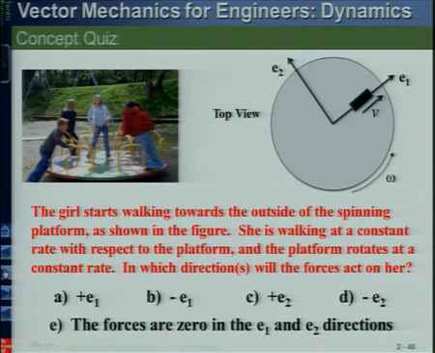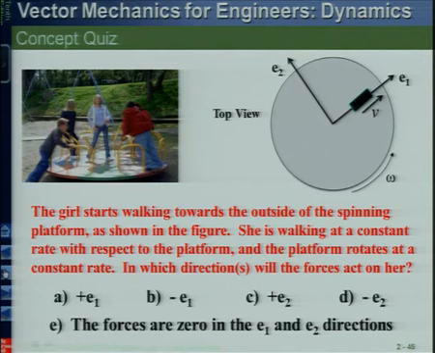Now these are again some concept questions. A girl starts walking towards the outside of a spinning platform as shown in the figure. So that means this is a platform which is spinning, a person is standing there, and they start walking outward towards this direction. She is walking at a constant rate with respect to the platform. That means V is constant. And the platform itself is rotating at a constant rate. In which direction will the forces act?